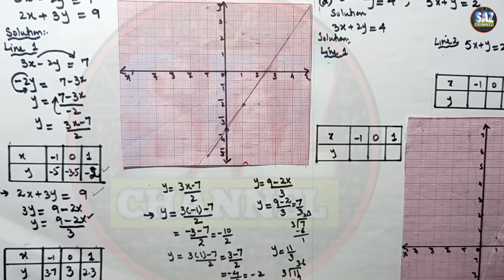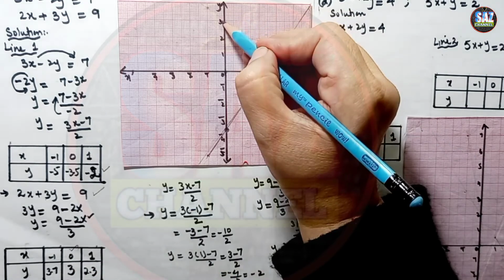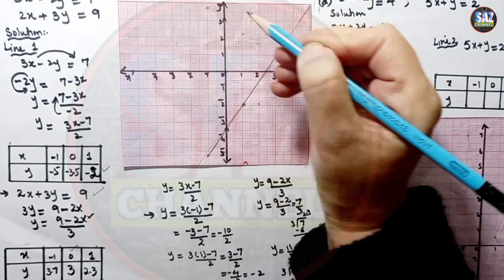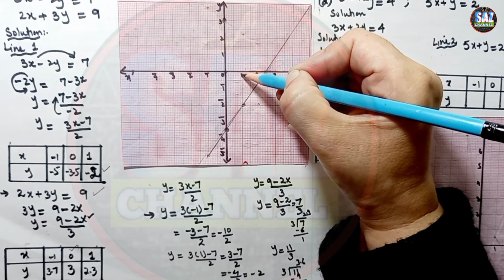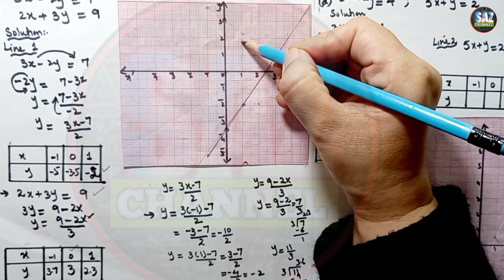Now what I have to do, I have to mark these 3 points on the line. The first point is 0 with 3, so that point will be coming at this place. 1 with 2.3, so first of all I have to reach at 1, and then I have to move upward.